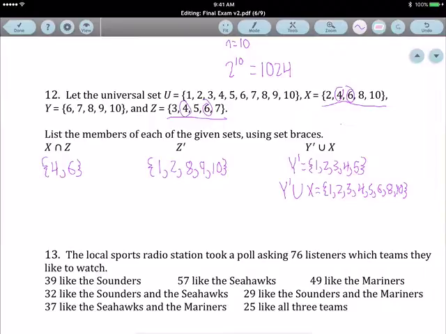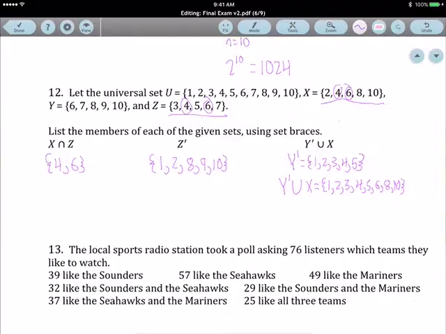It says, the local sports radio station took a poll asking 76 listeners which teams they like to watch. And it says, 39 like the Sounders, 57 like the Seahawks, 49 like the Mariners, 32 like the Sounders and the Seahawks, 29 like the Sounders and the Mariners, 37 like the Seahawks and the Mariners, 25 like all 3 teams.